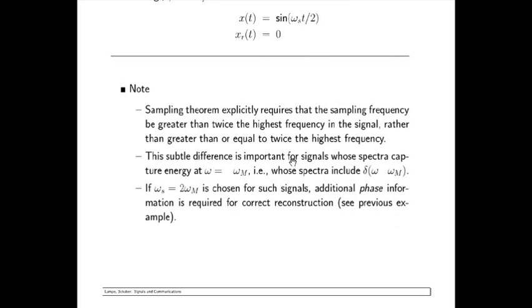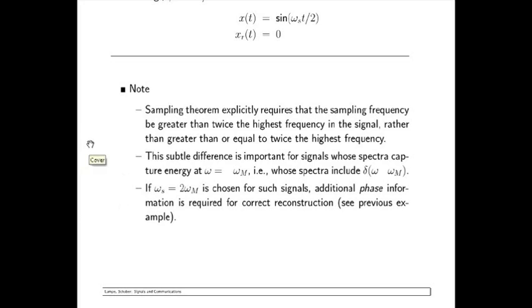So there is a note regarding the sampling theorem. The sampling theorem explicitly requires that the sampling frequency must be greater than twice the highest frequency in the signal, rather than greater than or equal to twice the highest frequency. The subtle difference is important for signals whose spectra capture energy at omega equals omega_m, that is, whose spectra include omega minus omega_m. So if omega_s equals 2 omega_m is chosen for such signals, then additional phase information is required for correct reconstruction.